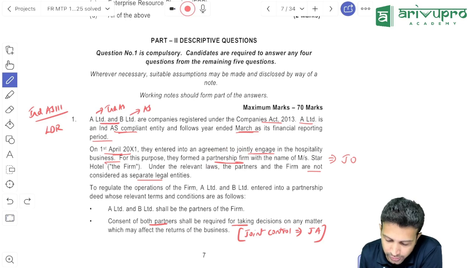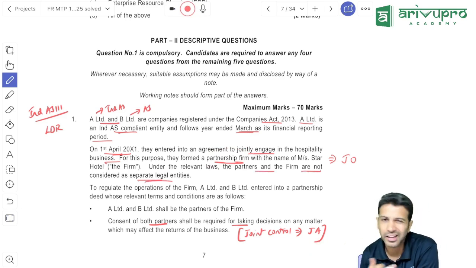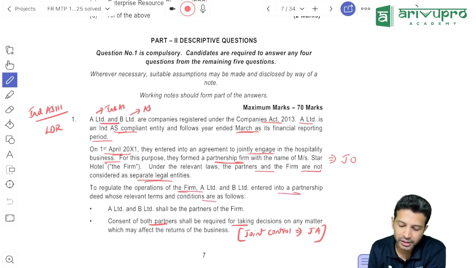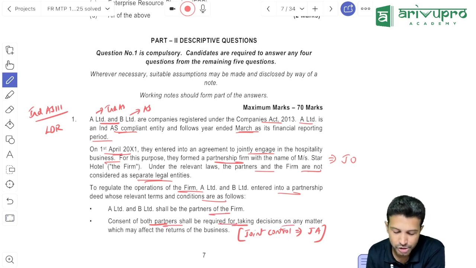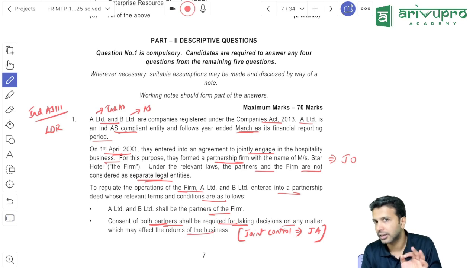Okay. Under relevant laws, the partners in the firm are not considered separate legal entities. They don't have to tell this, we know this. To regulate the operations of the firm, A and B have entered into a partnership with the following terms and conditions. So what comes? A and B shall be partners of the firm. Consent of both the parties shall be required for taking decisions on any matter which can affect the returns of the business. So though they are partners, right?